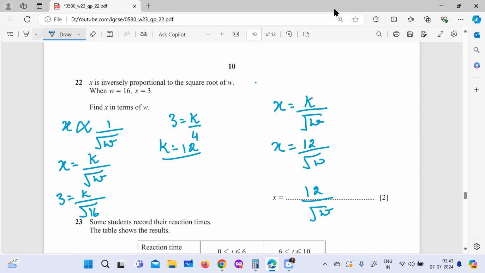Why did we do it like this? Because very clearly it says find x in terms of w. So you don't have to find the value of x exactly. You have to write that in terms of w. For that only we got the value of k.